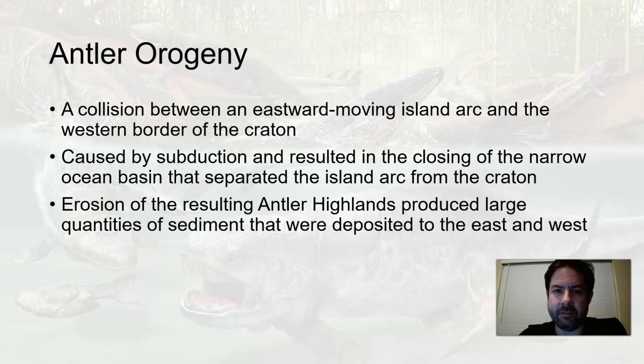Later erosion of the Antler Highlands, which they came to be known as, as these two things collided to create this mountainous highland area, produced large amounts of sediment that went both east and west.